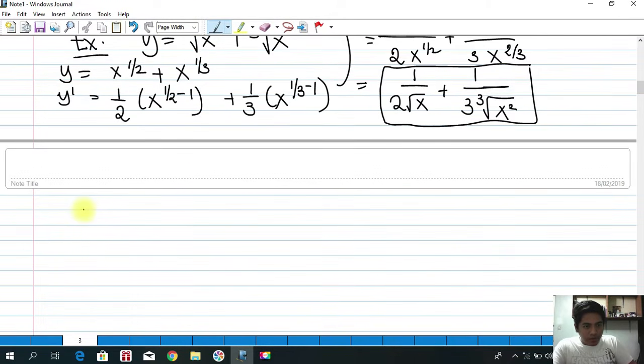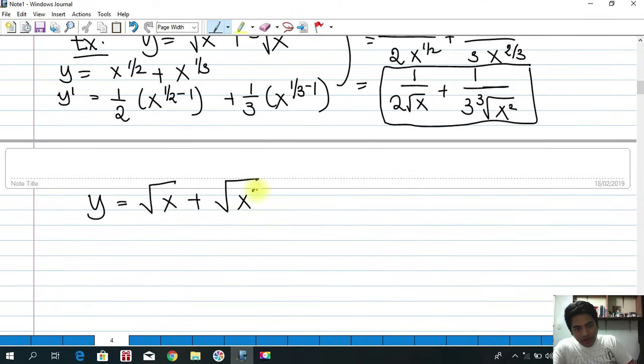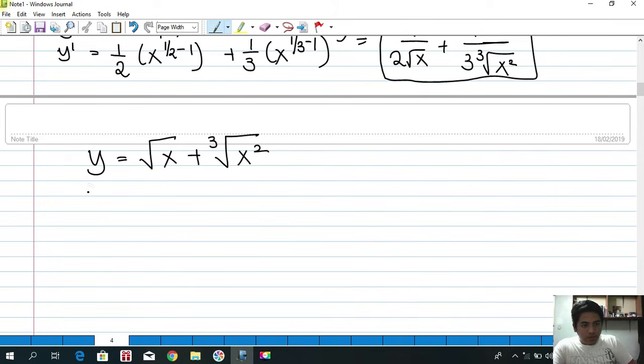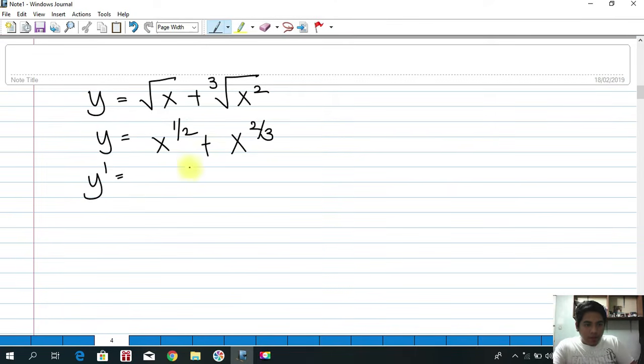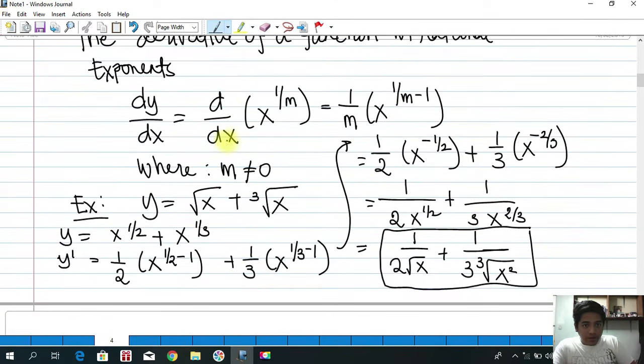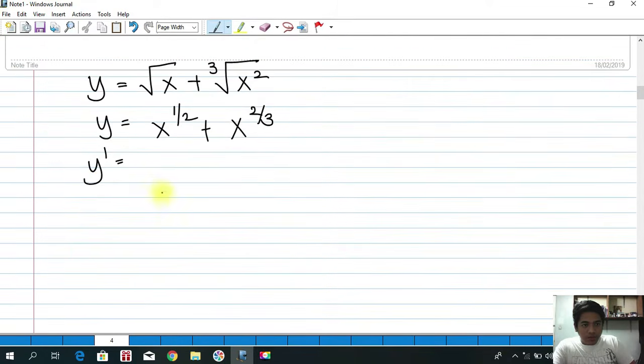So another example is if you have y that is equal to the square root of x plus the cube root of, let's say, x squared. Okay, so again we shall express this y in terms of its exponent. We have x raised to 1/2 plus x raised to 2/3. So we wish to get the derivative of that. We shall be applying the formula a while ago. Okay, this formula, in other words, is a power formula.